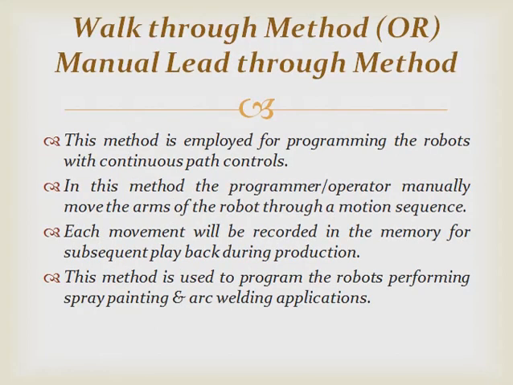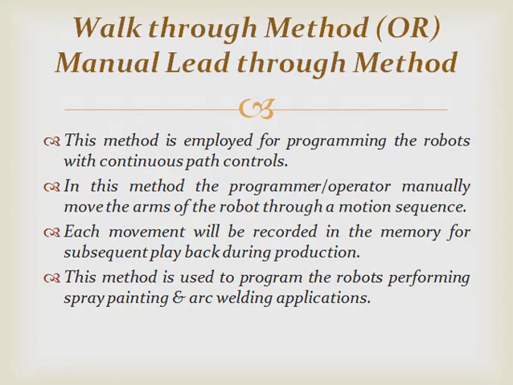Next we'll go for the second type, where we'll discuss the walkthrough method. As we mentioned, this walkthrough method we can also call the manual lead through method. This method is employed for programming the robot with continuous path controls. Initially we are going to make some arrangement. In this method, the programmer as well as the operators manually move the arms of the robot through a motion sequence. This is very essential.